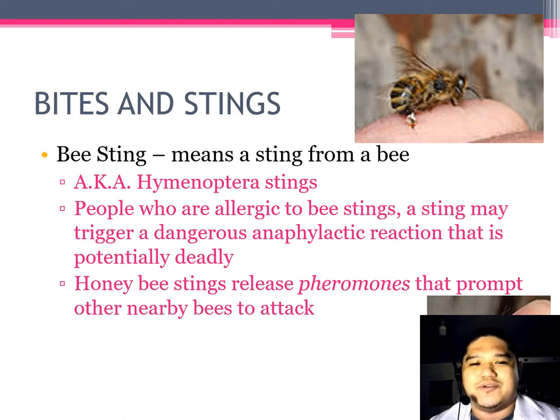So a bee sting basically means a sting coming from a bee. It is also known as hymenoptera stings. People who are allergic to bee stings may trigger a dangerous anaphylactic reaction that is potentially deadly. Honey bee stings release pheromones that prompt nearby bees to attack.